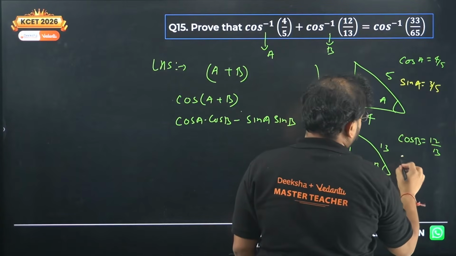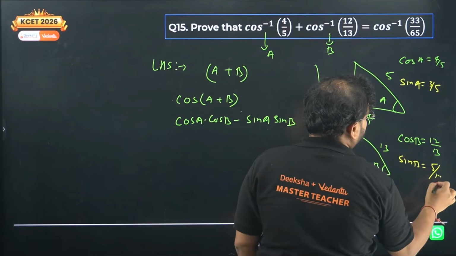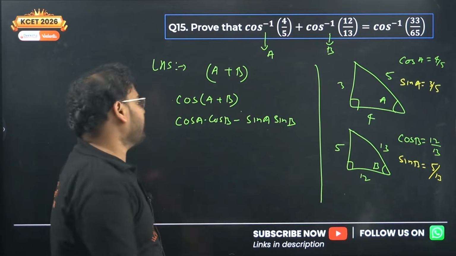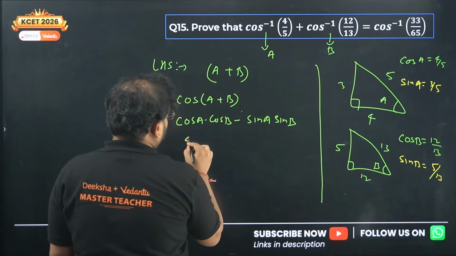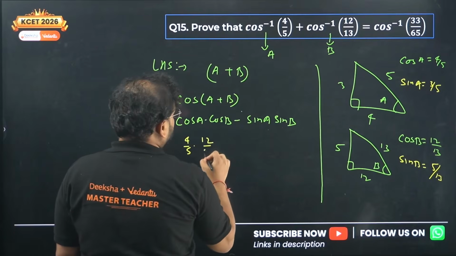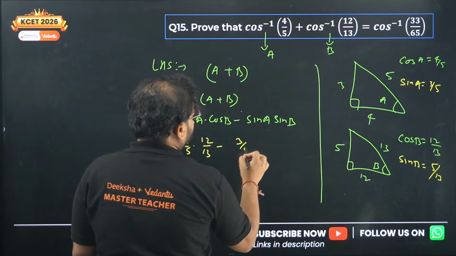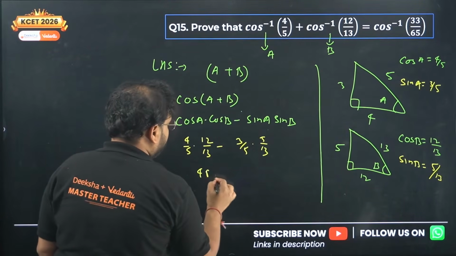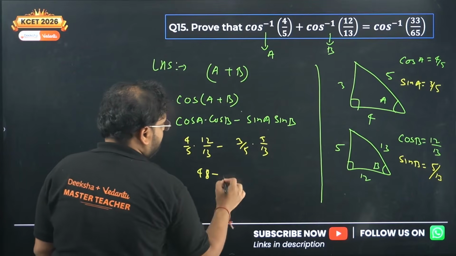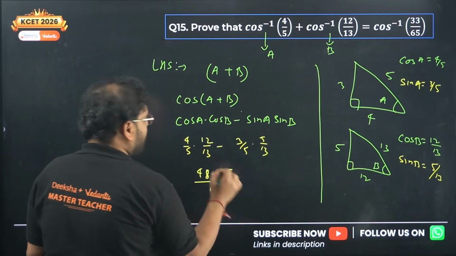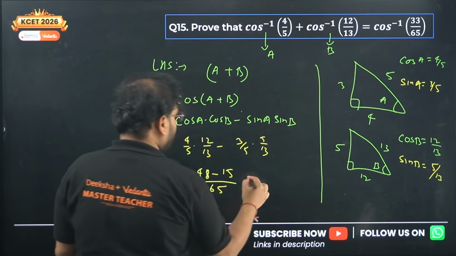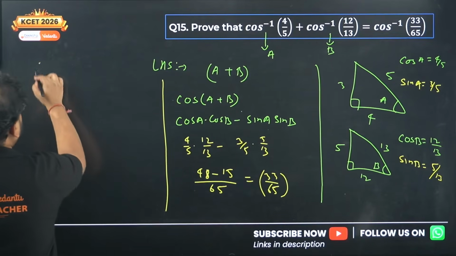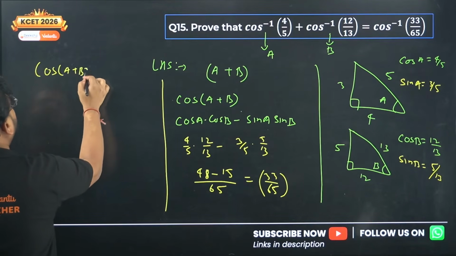3 by 5, sin B, 5 by 13. Opposite by hypotenuse, 5 by 13 and 3 by 5. Use it over here. So we get this as 4 by 5 into 12 by 13 minus 3 by 5 into 5 by 13. Check here. 48 minus 15 by 65. Difference is what? 33 by 65. What is this, sir? This is nothing but, sir, cos of A plus B equal to 33 by 65.